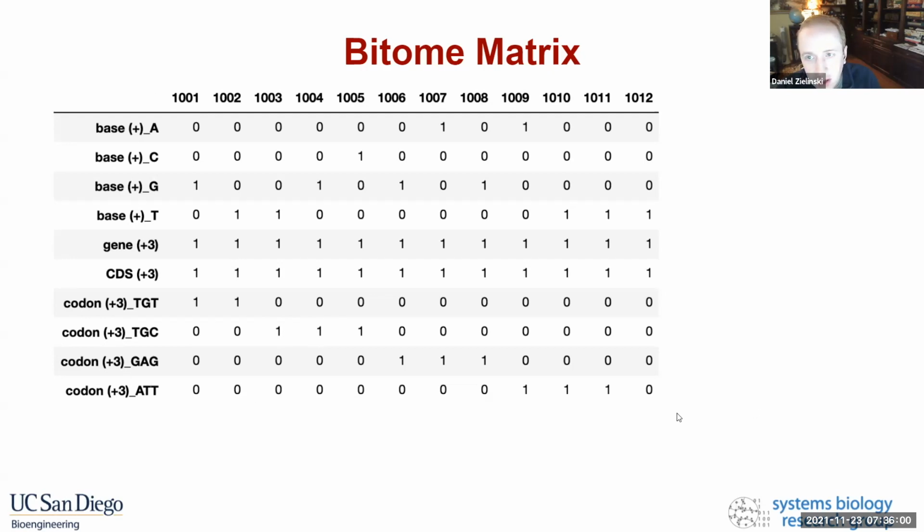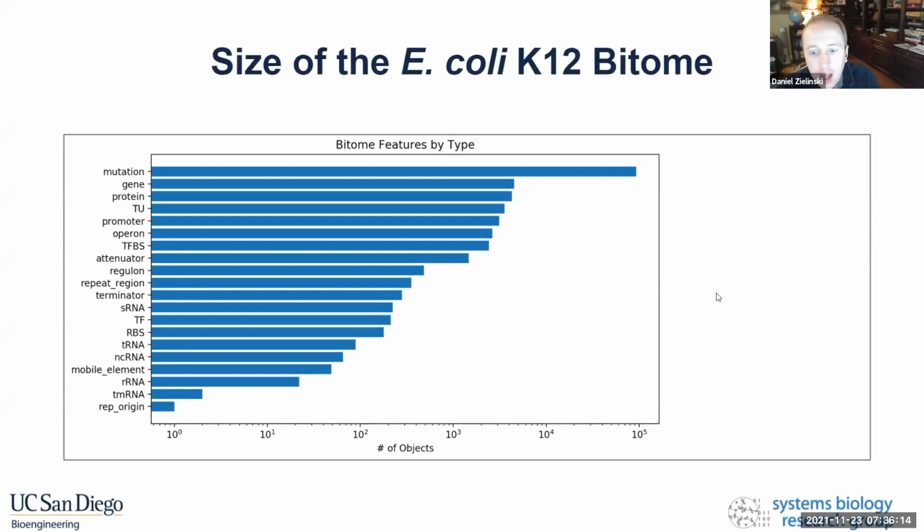So this is essentially what it looks like as you zoom in. It's just a binary matrix of ones and zeros. It can be quite large, but with sparse matrix handling, it's not too bad to deal with. And this is just another snapshot of what information is in this initial version of the E. coli bitome. I don't think it's the final version, but it is the data sets that were readily available and how many of them there are.